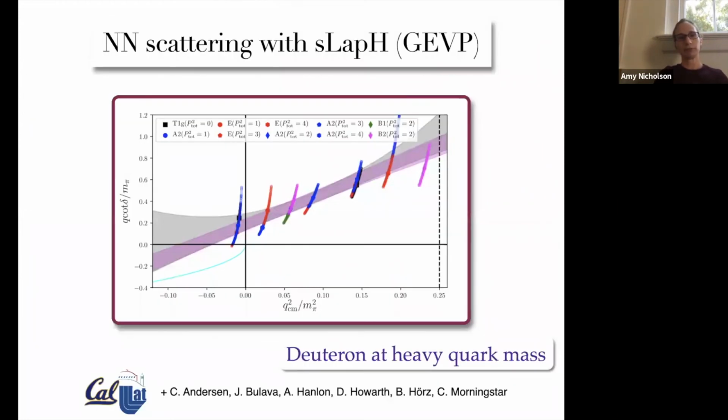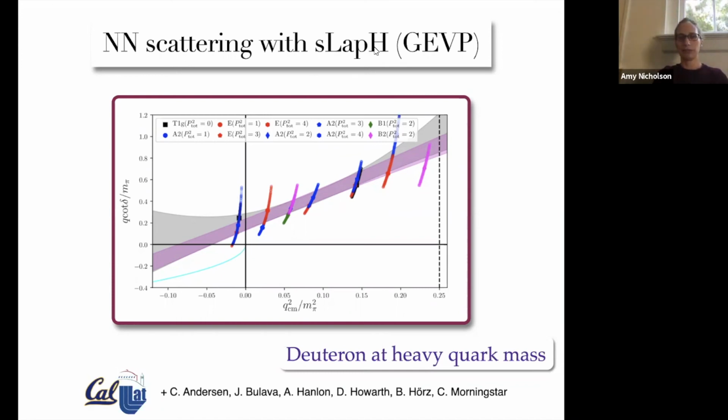And with my group, I've developed a method for doing these so-called generalized eigenvalue problems with a large basis of operators, where we sample the different operators stochastically. So we don't calculate everything exactly because it's too expensive to do computationally. And so that is what the S stands for in this S-LAF technique. This LAP is Laplacian Heaviside. That's the operator that we're trying to diagonalize.